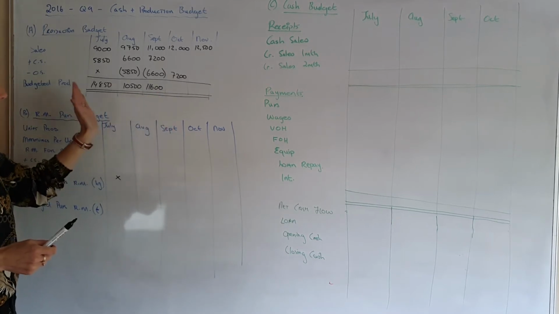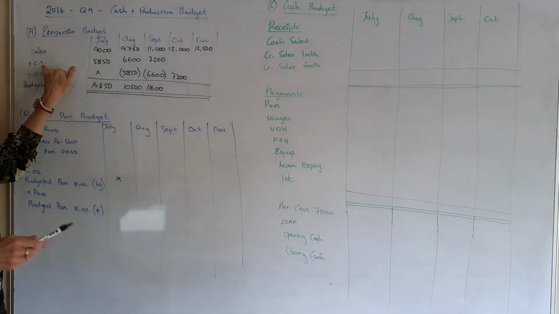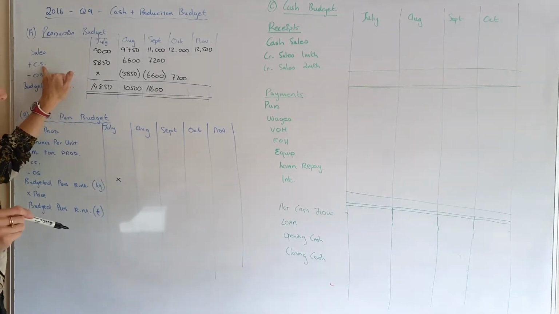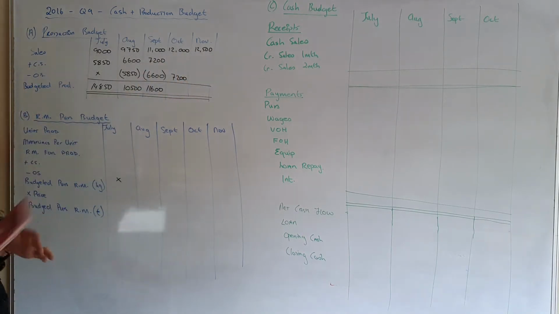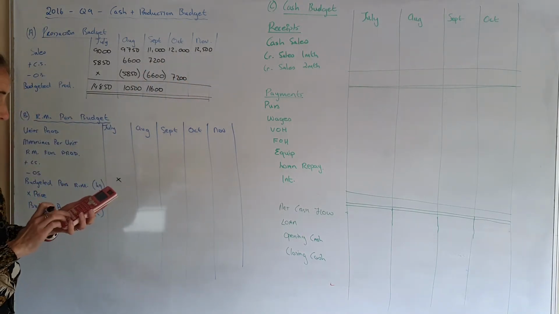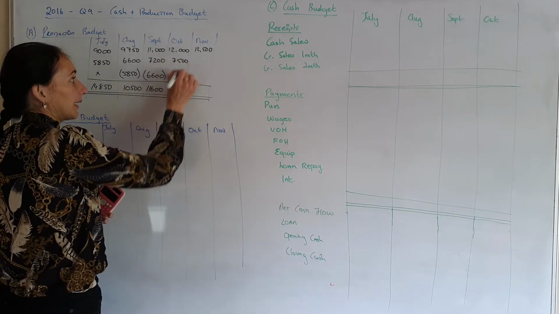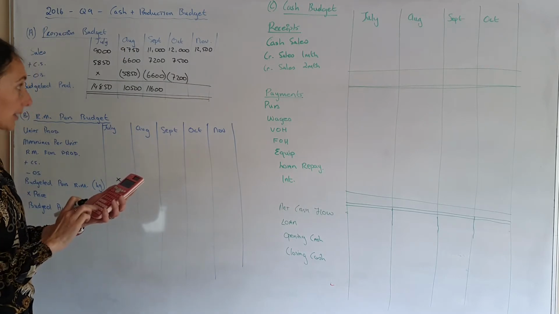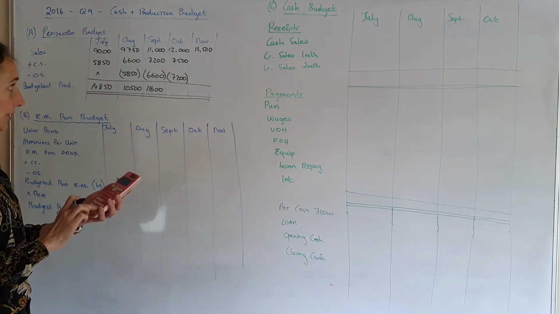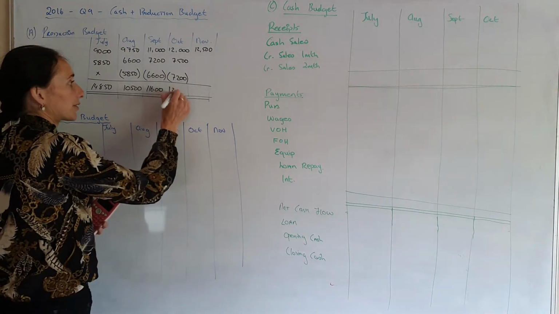Now they only asked you to do July to October, but remember, for me to get my closing stock, I need my next month's sales. So I just put this in just so I'd be able to get my 60% of it. So in November I want to sell 12,500, but I want to have 60% of that by the end of October. So that means in October it's 12,000 plus 7,500 minus 7,200, and that's 12,300.